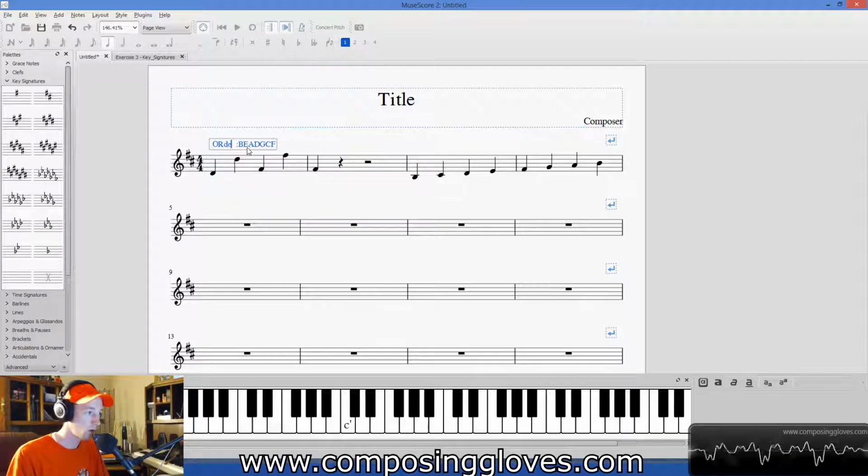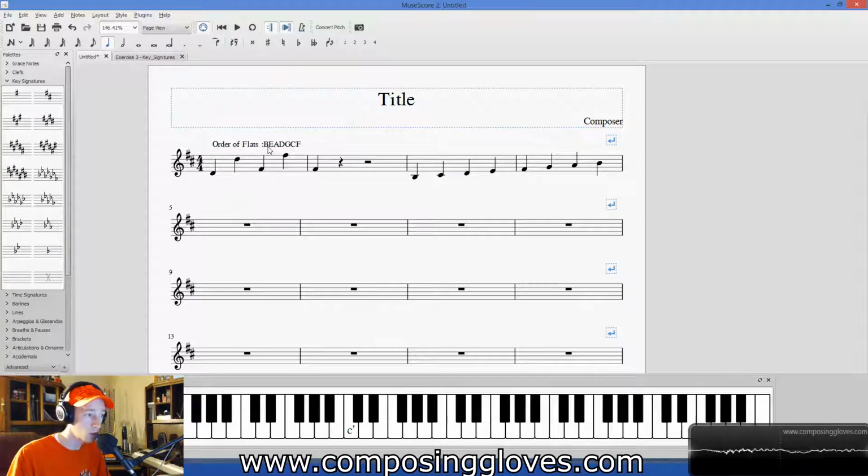This is the order of flats. So when we introduce our scale, the first flat that will come up will be a B flat, and that's F major. And so here it is. And then the next flat will be an E flat. And if you look here, we have B flat and then an E flat.